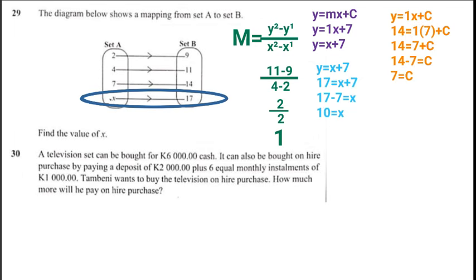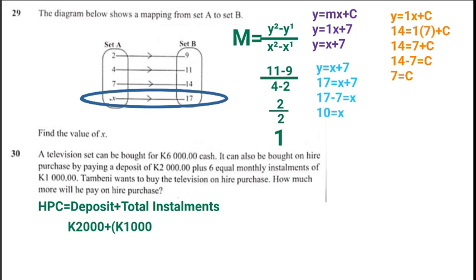Okay, so hire purchase cost, HPC, is equal to deposit plus total installment. We're told that the deposit is 2,000 kwacha, plus 1,000 multiplied by 6, because we are told there are 6 equal monthly installments. So 2,000 kwacha plus 1,000 kwacha times 6, which is 6,000 kwacha. 2,000 plus 6,000 kwacha gives us 8,000 kwacha. So 8,000 kwacha is the hire purchase cost.